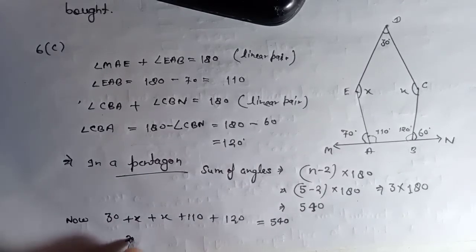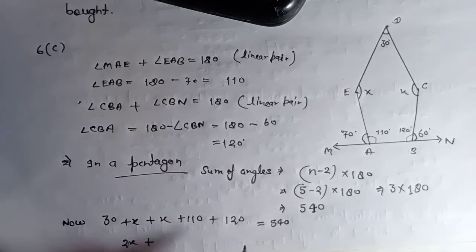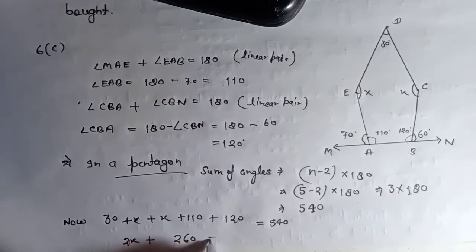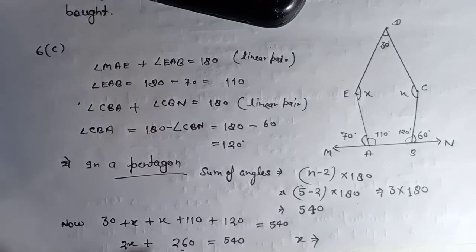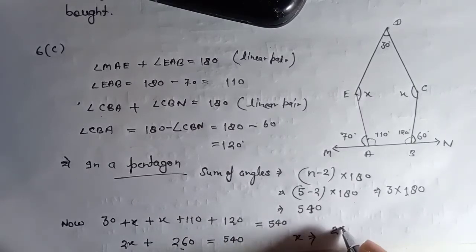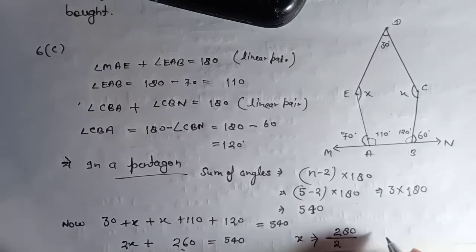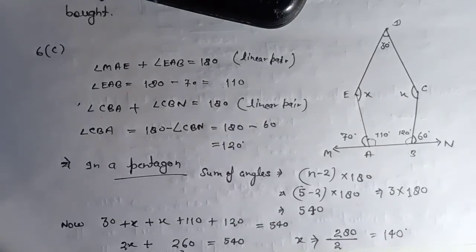So this is 2x, and 130 plus 100 becomes 140. 140 plus 120 becomes 260, is equal to 540. Subtract this 260 from 540, you will get 280, and divide this by 2 because it is 2x, so we will get 140 degrees. This is your answer here.